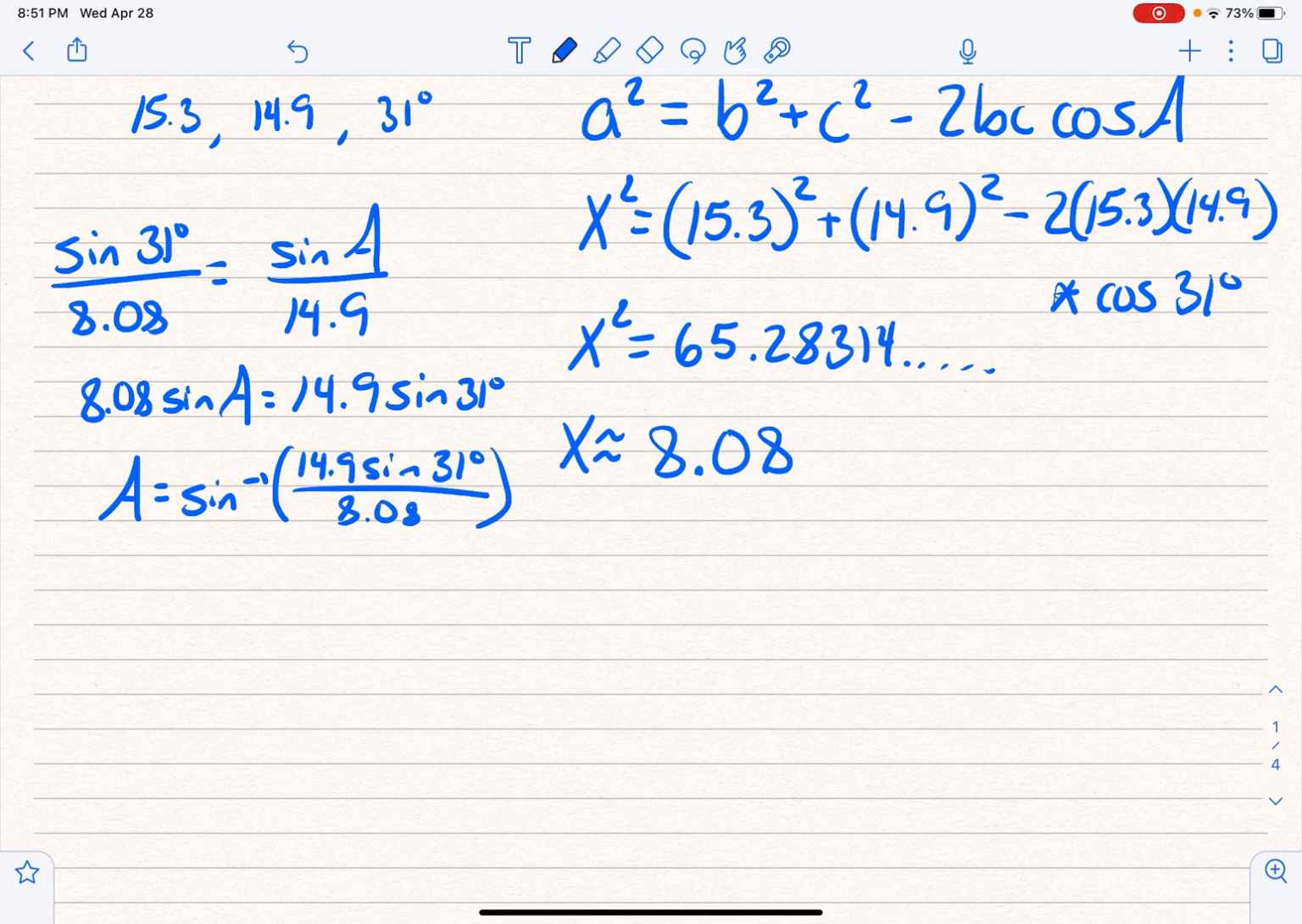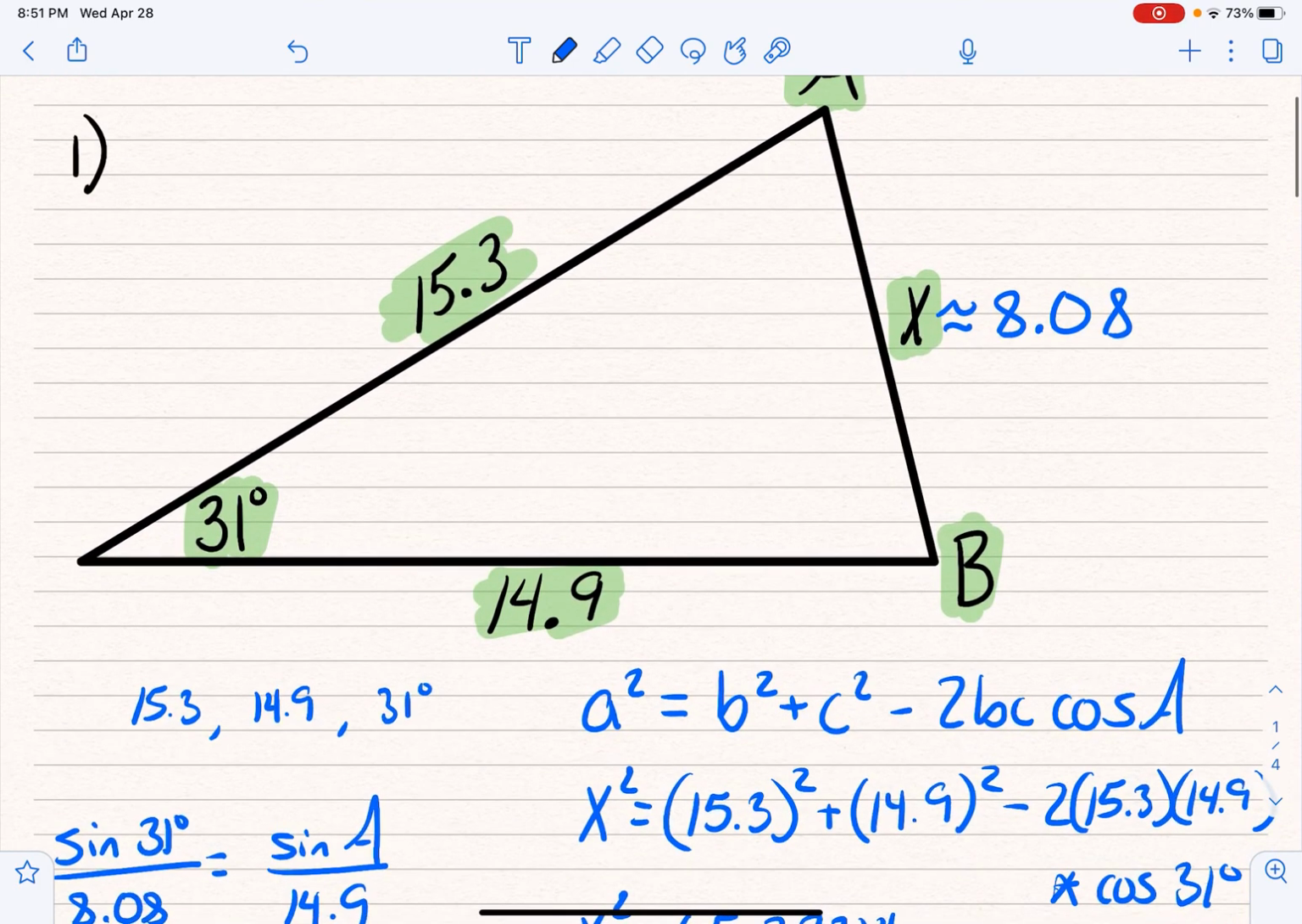So then I put that in my calculator. Inverse sine, 14.9 times the sine of 31, close the parentheses, divided by 8.08, close the parentheses, hit enter, and I get 71.76 degrees. So you go A is about 72 degrees. Okay, so if A is about 72 degrees, and we were given a 31 degree angle, that gives us 103. So that would leave, what, 77 degrees for this last one right here.